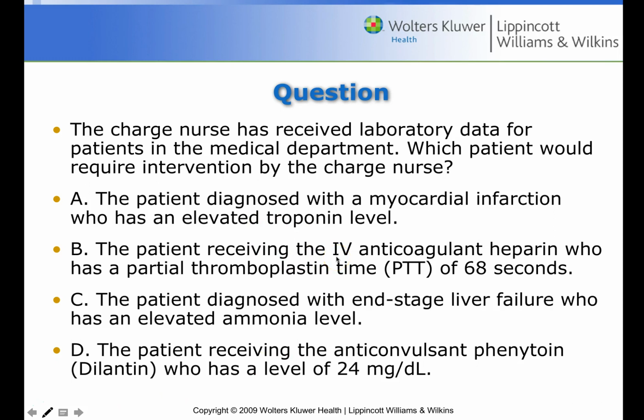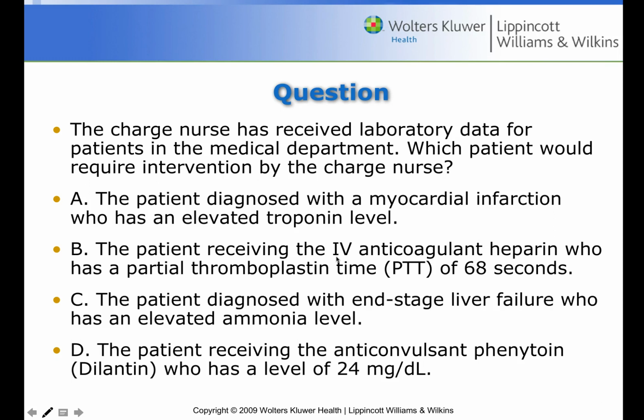A charge nurse has received lab data for a patient in a medical department. Which patient should require intervention by the charge nurse? I want to remind you, they're in a medical department. A, the patient diagnosed with a myocardial infarction who has an elevated troponin level; B, the patient receiving IV anticoagulant heparin who has a PTT of 68 seconds; C, the patient diagnosed with end-stage liver failure who has elevated ammonia levels; or D, the patient receiving the anticonvulsant Dilantin who has a level of 24 milligrams per deciliter.